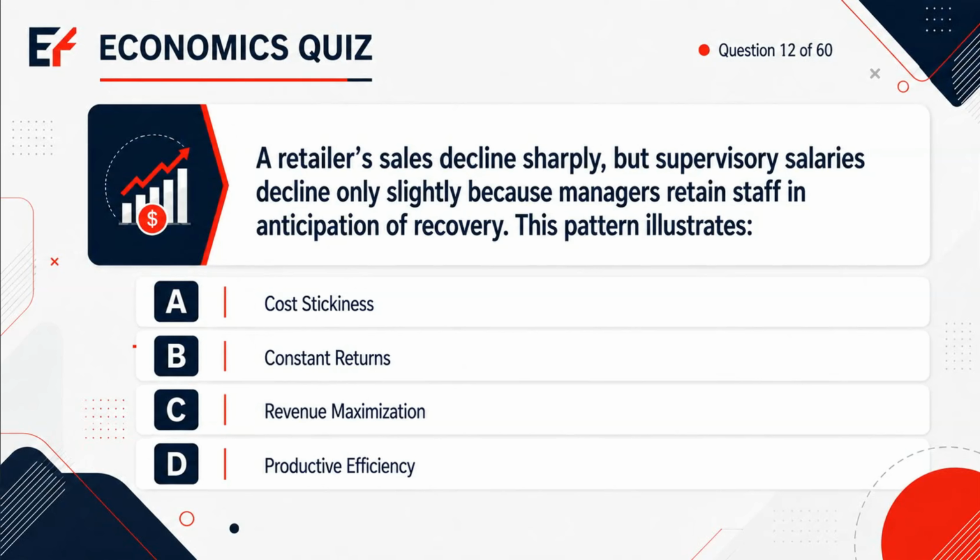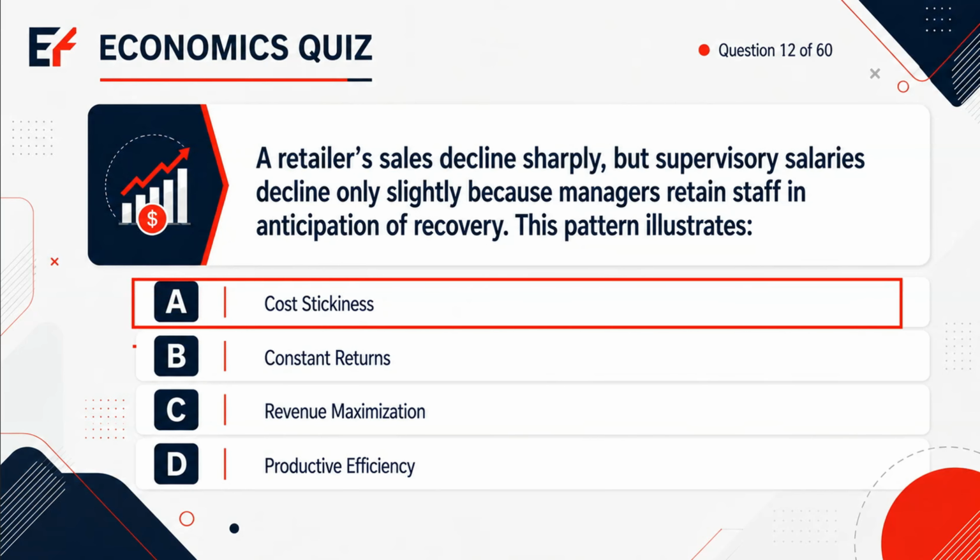Question 12. A retailer's sales decline sharply, but supervisory salaries decline only slightly because managers retain staff in anticipation of recovery. This pattern illustrates A. Cost stickiness, B. Constant returns, C. Revenue maximization, D. Productive efficiency. The correct answer is A.